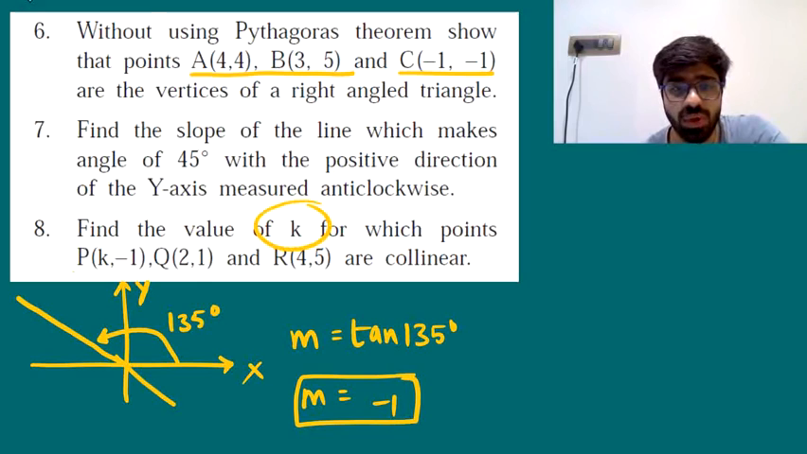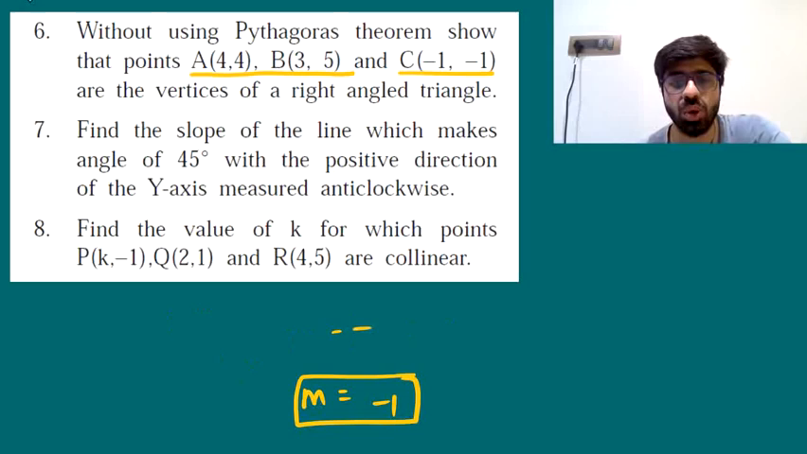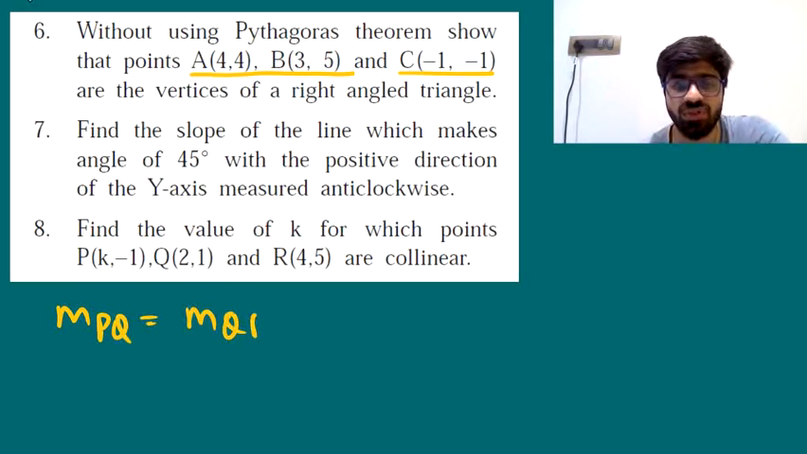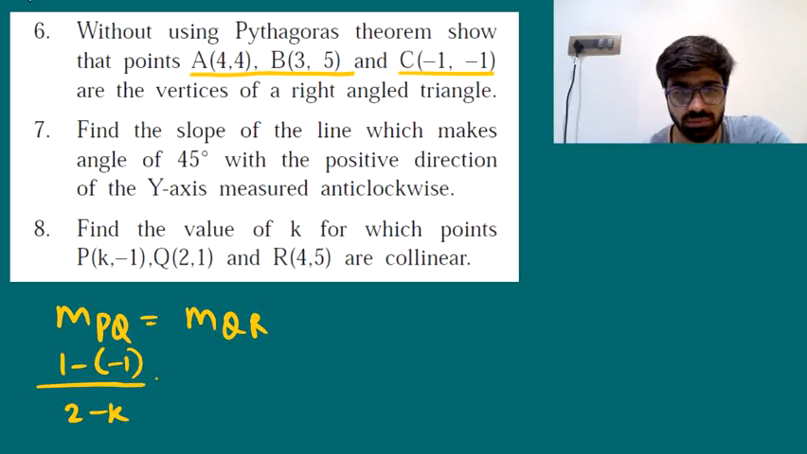Find the value of k for which these points are collinear. Now, because the points are collinear, the slope of PQ and the slope of QR are going to be the same. So we will start with slope of PQ equal to slope of QR. Slope of PQ will be y2 minus y1, that is 1 minus -1, divided by x2 minus x1, which is 2 minus k. That should be equal to the slope of QR, which is 5 minus 1, divided by 4 minus 2.